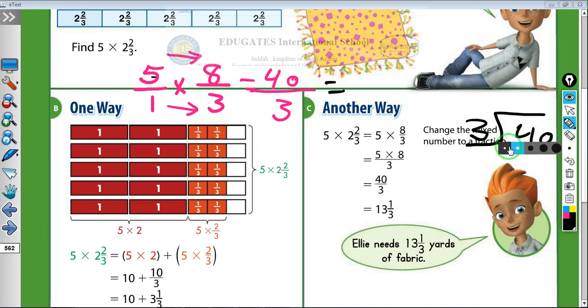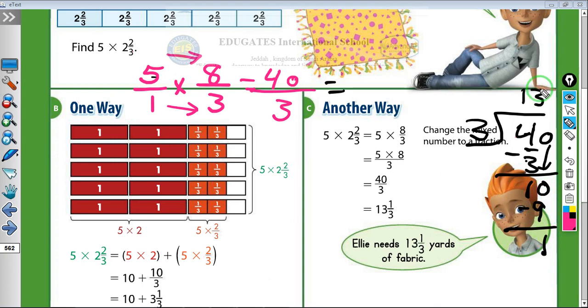Take one digit with this 4. 3 times what is close to 4? 3 times 1 is 3. Do subtraction. 4 minus 3 is 1. Did we finish? No. Still the 0. Come down, please. Here. Come here. 0. This is 10. The 3, we have to repeat it how many times to be close to 10? I have to repeat it 3 times, because 3 times 3 is 9. 10 minus 9 is 1.